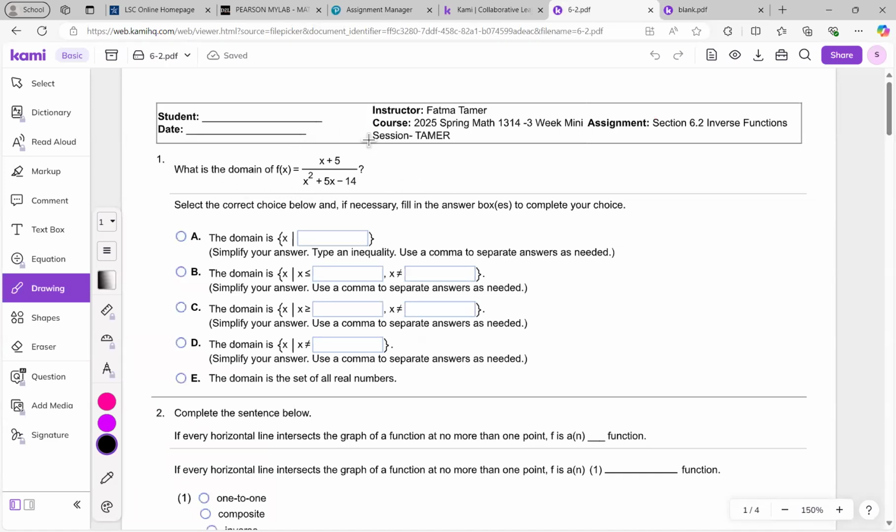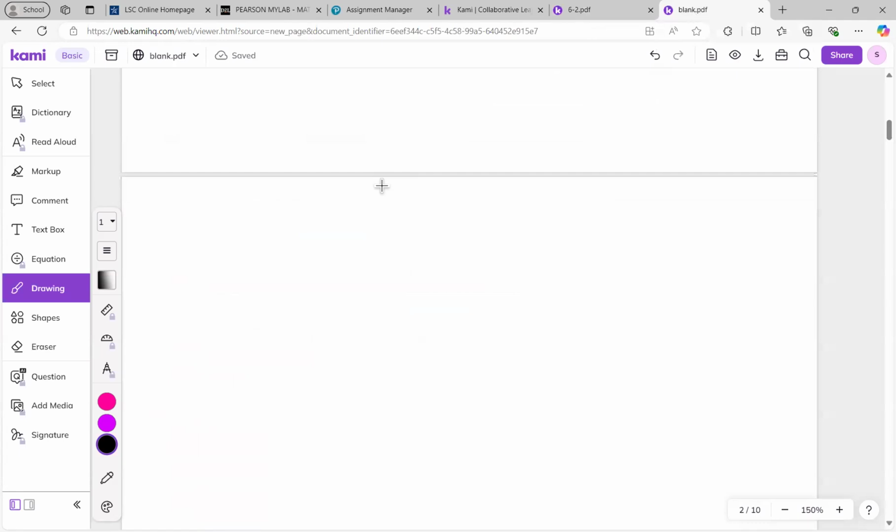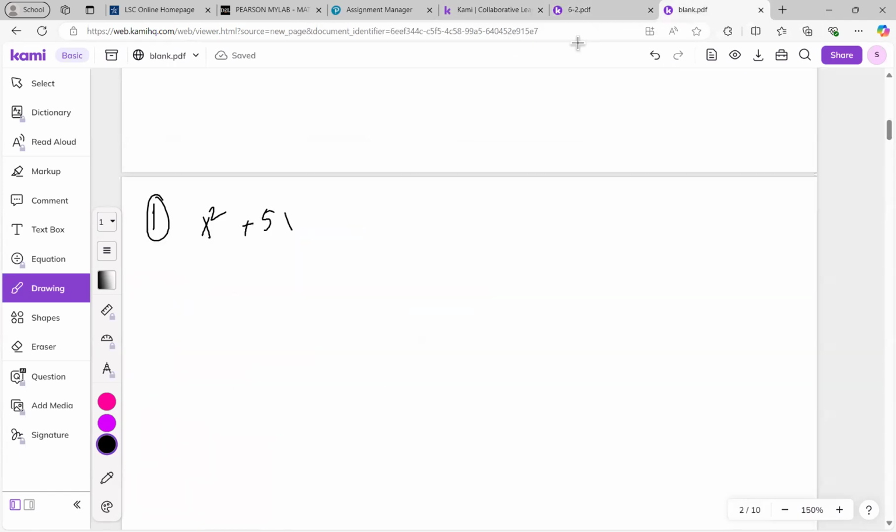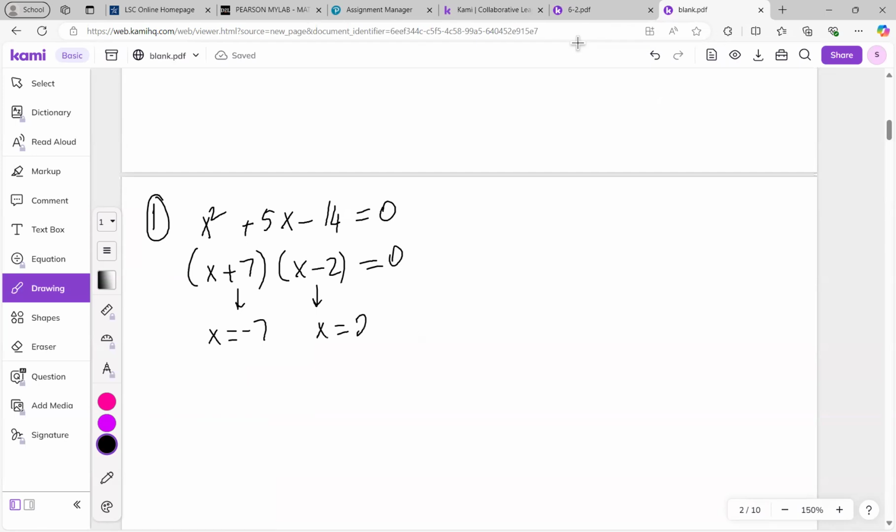They give us a rational function, and they're just asking me to find the domain of this rational function. Now, for rational functions, the denominator cannot be equal to 0. So I'm going to take the denominator. In this case, for the first question, the denominator is x squared plus 5x minus 14. I will set this to 0 to see when this expression becomes 0. So the factors are x plus 7 and x minus 2, because when I multiply these two numbers, the answer is negative 14, and when I add them up, the answer is 5. So this becomes 0 when x is negative 7, and this becomes 0 when x is equal to 2.